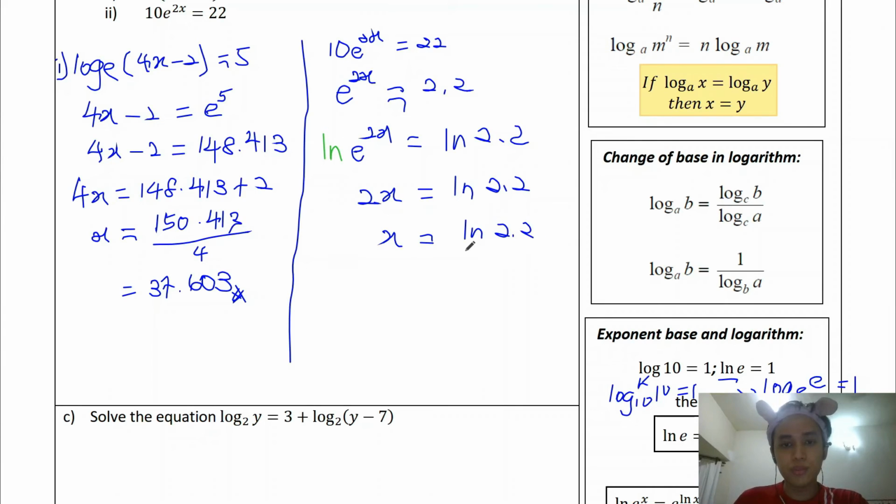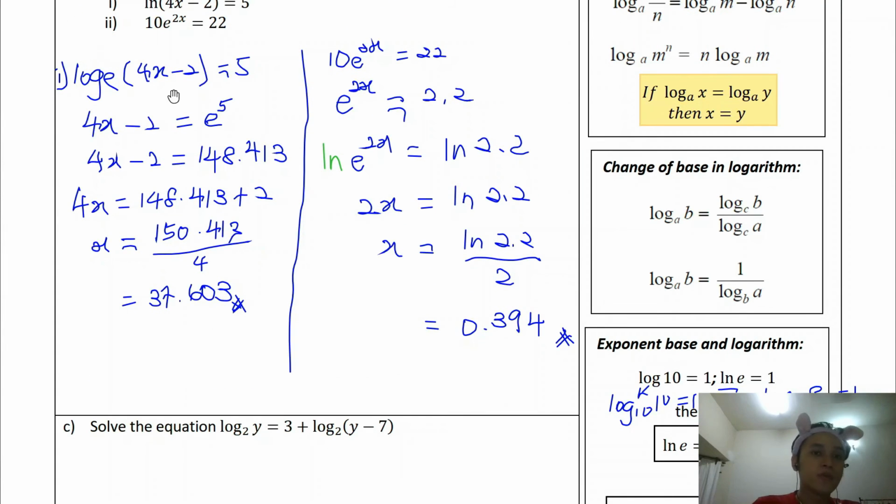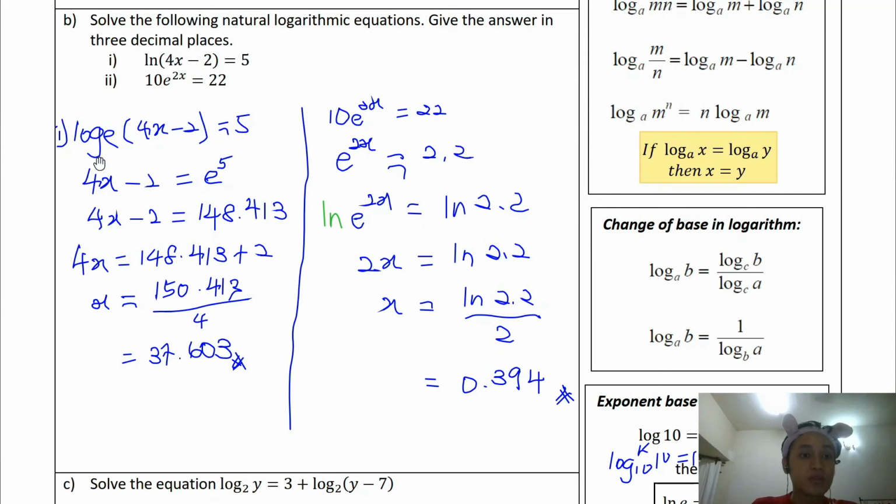Ln 2.2 divided by 2. Okay, so ln 2.2, divided by 2, is 0.394. Okay, so technically that is how you solve the equation. Alright, so you're going to use a lot of this one, ln, and log e as well. You need to remember that ln is also equivalent to log e, and then you need to learn how to play around. Alright, so you need to do more exercises.